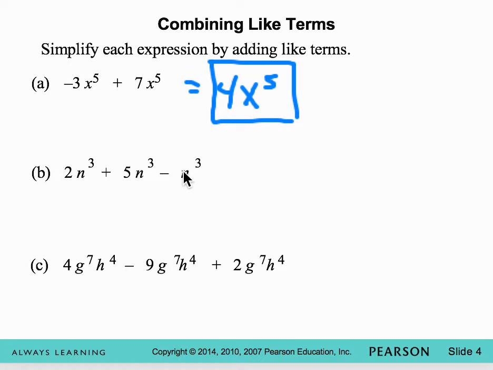These are all n cubes, so I can combine all of those. 2 of them plus 5 of them will give me 7n cubes. 7n cubes, take away 1, leaves me 6n cubes.